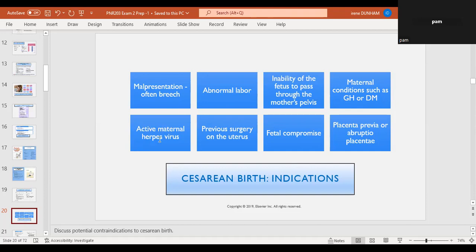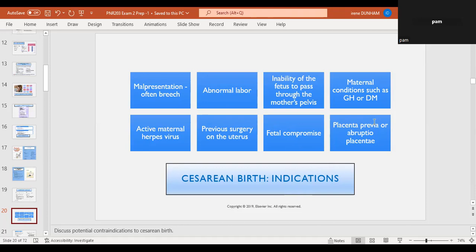Now, active herpes is a C-section. Active herpes. A previous surgery on the uterus. If you have a previous scar on the uterus, you don't want her to go into labor, especially if it's a classical scar, because they can have uterine rupture. And then if you have fetal compromise, if you have late decelerations, that's never good, and you end up with a C-section, having to get the baby out. And if you have placenta previa or abruptio placentae, you're going to have a C-section.